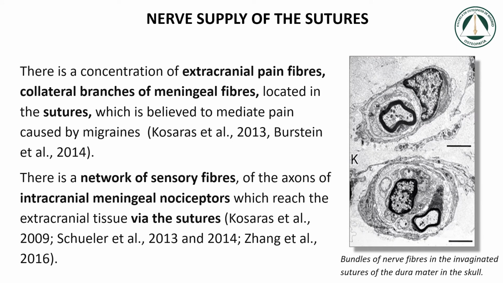Several authors show there is a concentration of extracranial pain fibers, collateral branches of meningeal fibers, located in the sutures, which is believed to mediate pain caused by migraines. There is a network of sensory fibers, of the axons of intracranial meningeal nociceptors which reach the extracranial tissue via the sutures. The microscopic view on the left shows bundles of nerve fibers, coming from the dura, which invaginate in sutures of the skull.